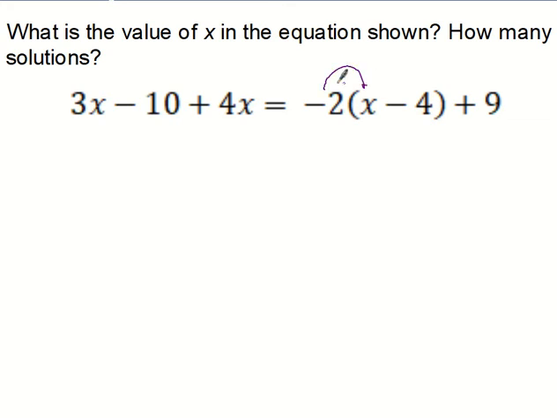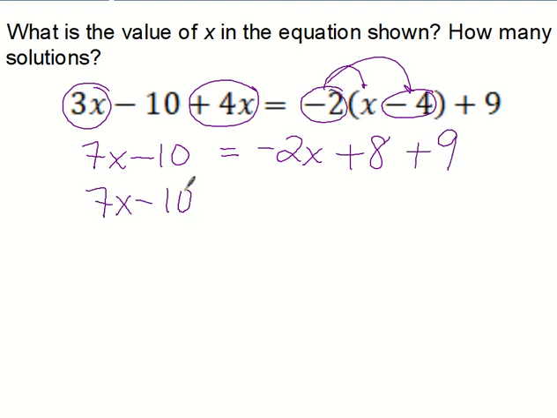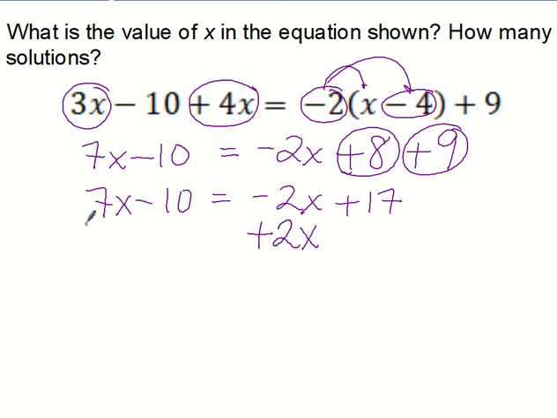So first thing I'm going to do is distribute. And at the same time, I'm actually going to combine like terms here. So we're going to get 7x take away 10 equals negative 2x plus 8. Don't forget negative and a negative. And then we're going to get plus 9. So now I have 7x minus 10 equals negative 2x plus 17, right? I combine like terms right here. So we need to move our variables together. I always move my smaller variable, which one has a lesser value. So we get 9x minus 10 equals 17.